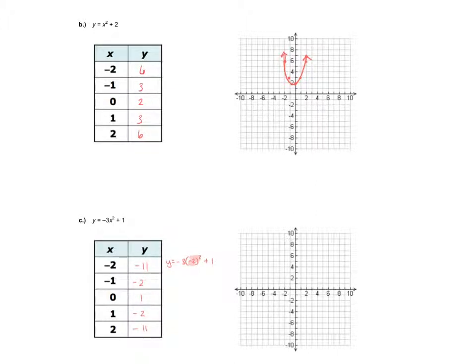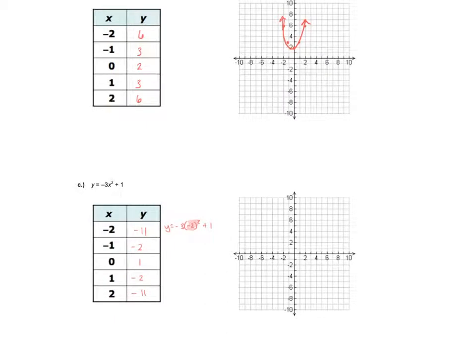And we graph this. We have negative 2, negative 11. It's going to be off the graph here. Negative 2, negative 11 is approximately there. Negative 1, negative 2. 0, 1. 1, negative 2, and 2, negative 11. So here's my parabola again. I missed the dots. Try to connect the dots.